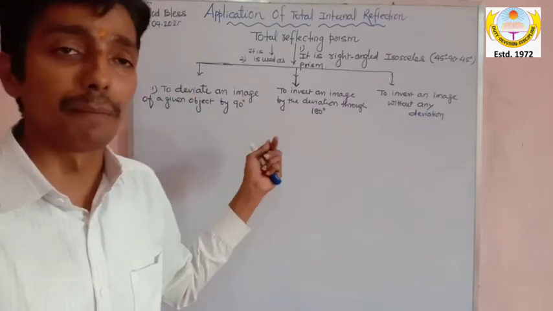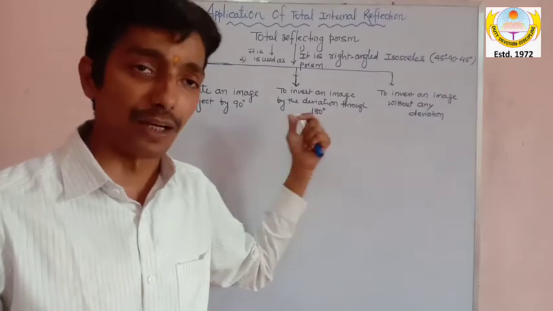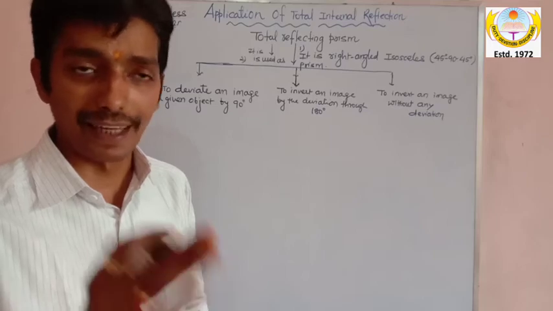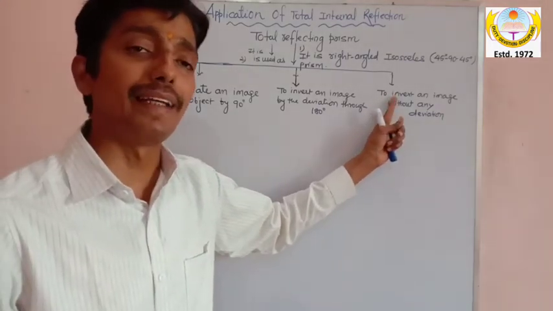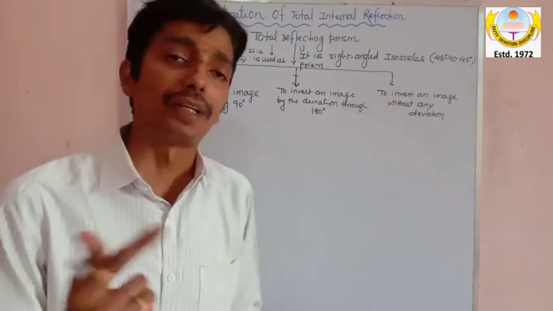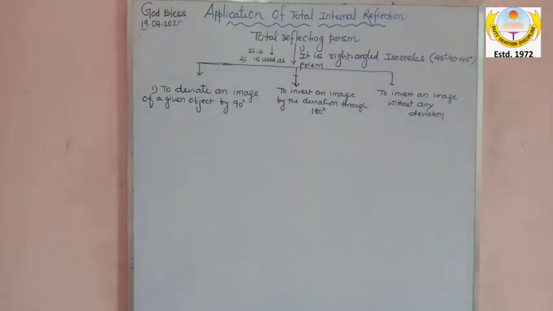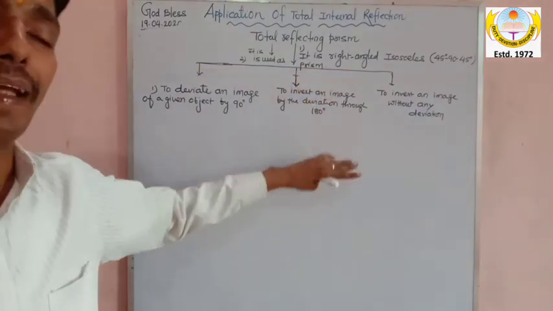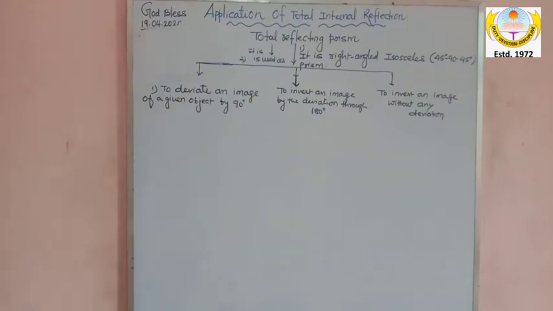Some of them are used in periscopes, some in cameras. I'll tell you where they are to be used. And the third one is to invert an image. Take care of this point, this is very important: without any deviation. So these are the three uses of the total reflecting prism, and all three are totally based on the principle or phenomenon of total internal reflection.